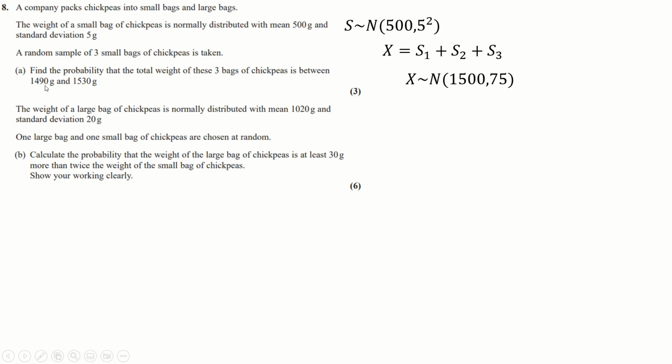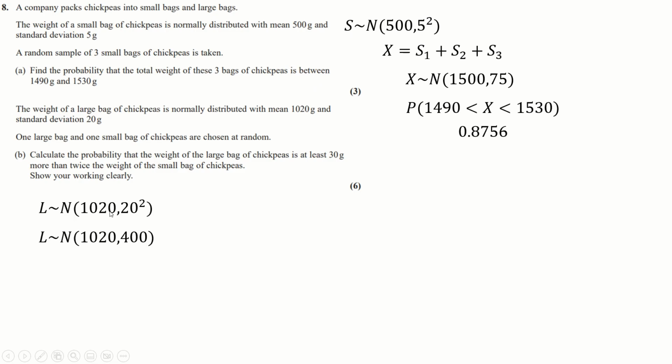We want to be between these two values, so just get out a calculator, put it in, lower limit, upper limit, root this when you put it in, I guess, and you get this thing here. Now, we've got a large bag is this and this, so let's put that down. One large bag and one small bag are chosen. Now, we want the probability the weight of the large bag is at least 30 more than twice the weight of the small bag. So we need to work out a distribution for twice the weight of the small bag. So we need to work out 2s.